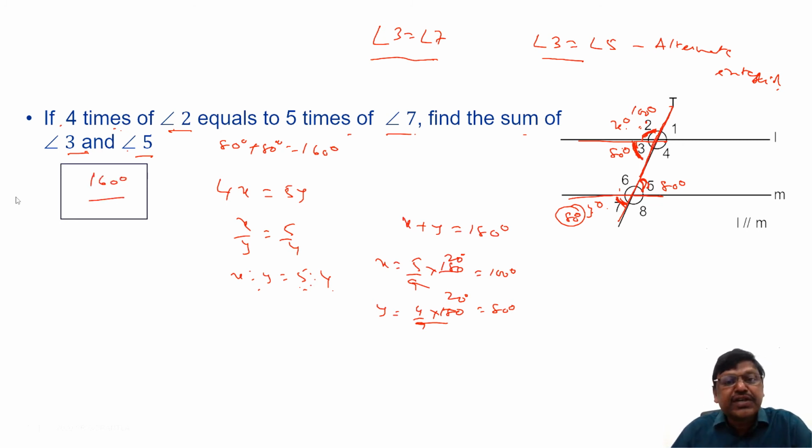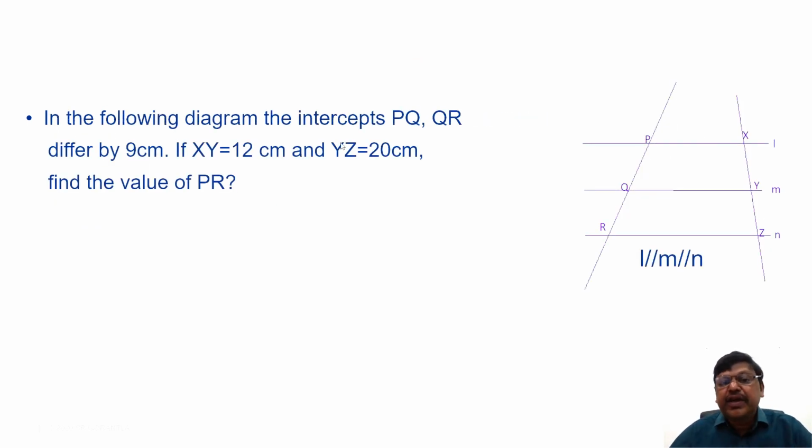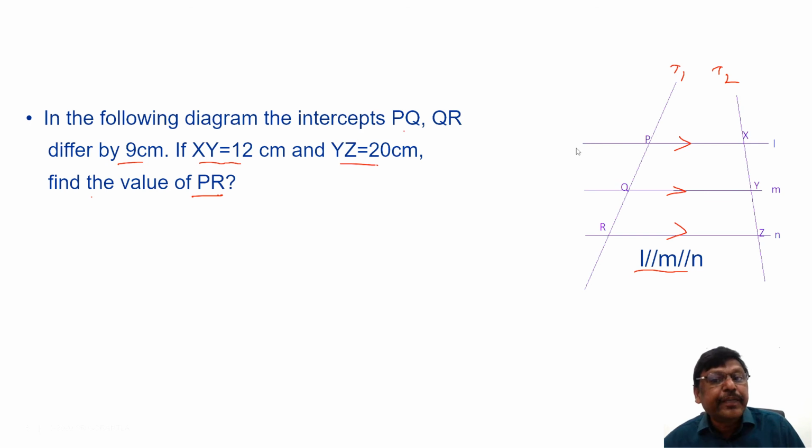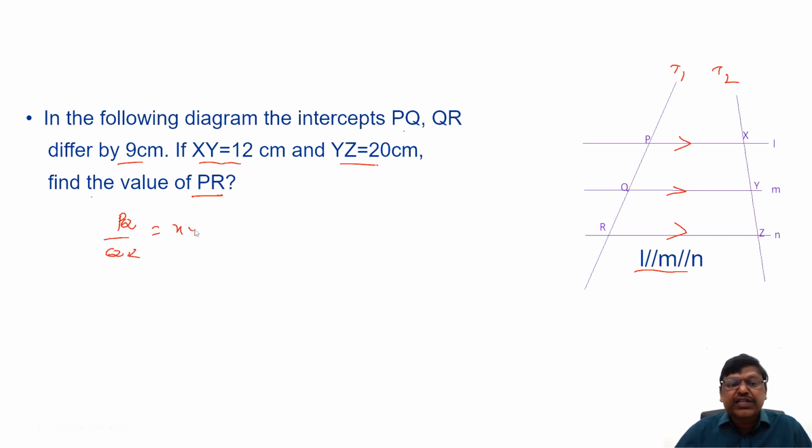Right? Let's take up one more example. In the following diagram, the intercepts PQ and QR differ by 9 centimeters. If XY is 12 centimeters and YZ is 20 centimeters, find the value of PR. In this diagram, L, M, N are parallel lines, and if two transversals intersect them at P, Q, R and X, Y, Z respectively, the ratio of the intercepts is the same. That is the transversal theorem. So we can write PQ by QR must be equal to XY by YZ. But we know XY is 12, YZ is 20, so 12 to 20 is 3 is to 5. So PQ is to QR is 3 is to 5.